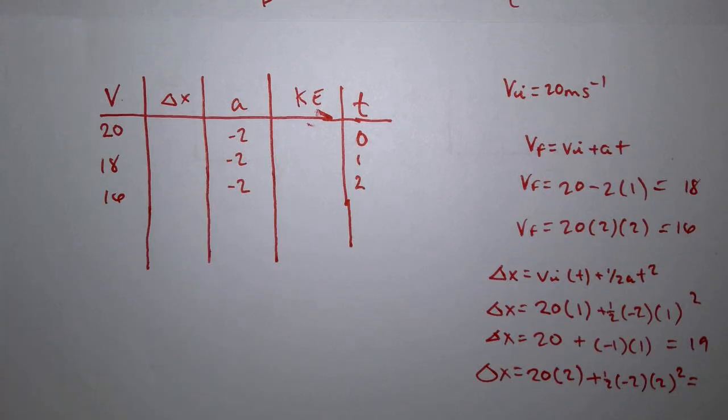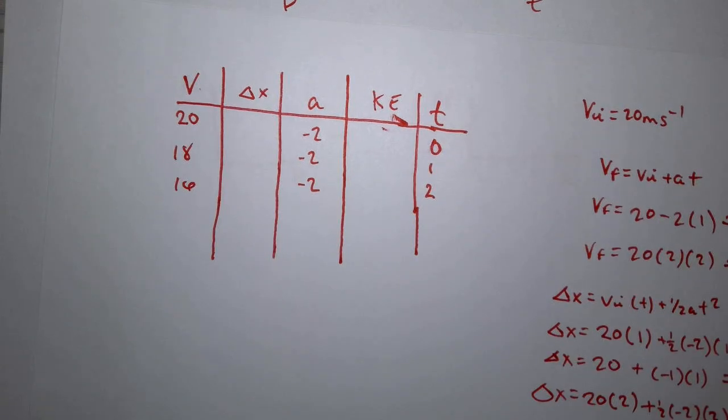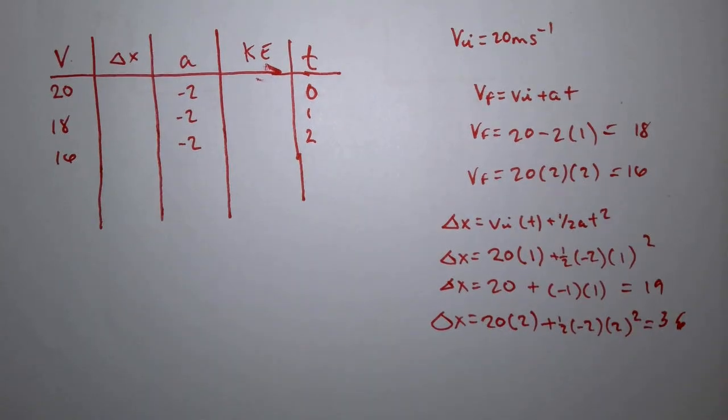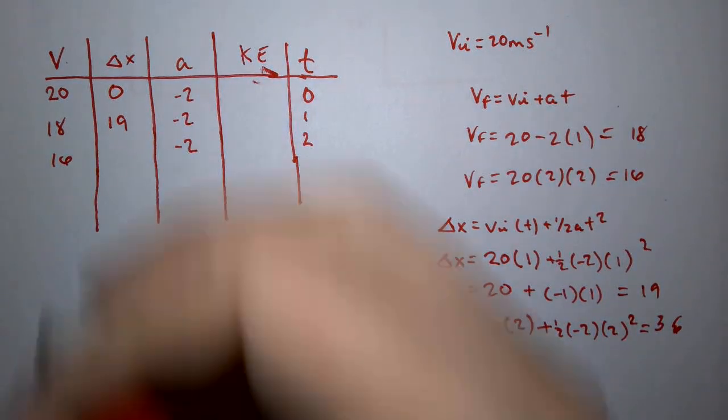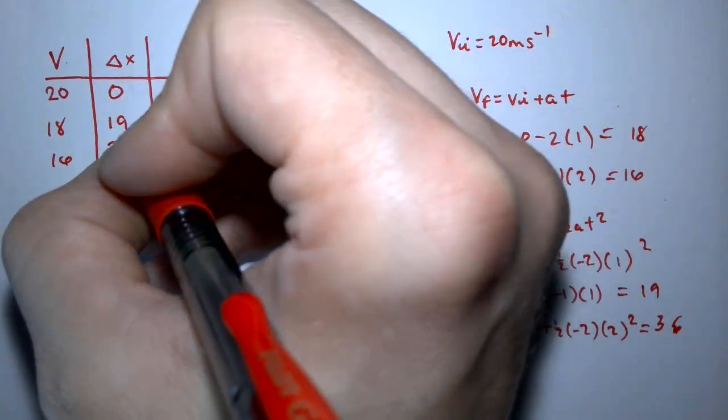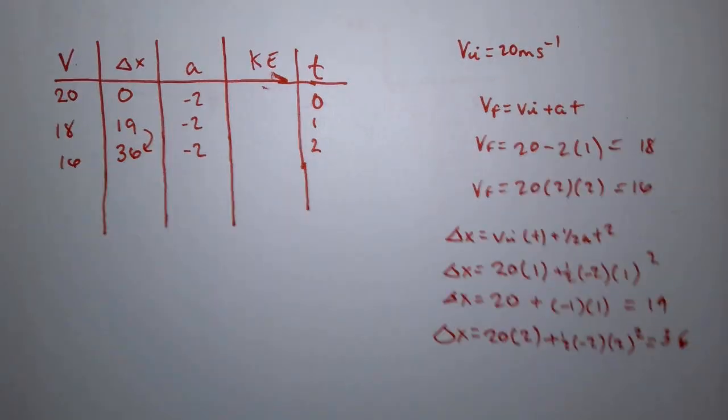All right, so we get 40 minus 4, which is 36. So how much did we go up by that time? So delta x in that first, well, 0, but then after that first second, we've gone 19 meters. After that second second, we've gone 36. So we've added 17 meters here.